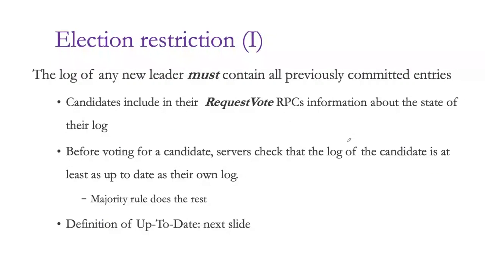In the election restriction, the algorithm suggests that the log of any new leader must contain all the previously committed entries. When sending the request vote RPC, the follower becomes a candidate. So the candidate generates this request vote, and that request vote consists of the previous entries, plus the term, plus the index, plus any other information in this request vote RPC.